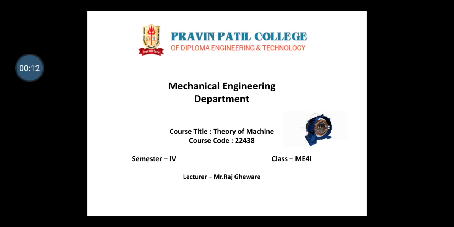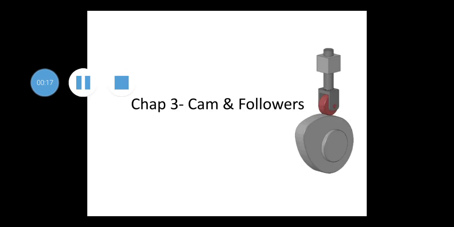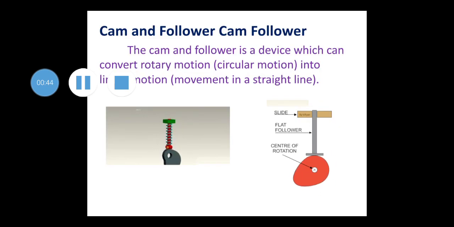We will look at the subject Theory of Machines. We will be discussing chapter number 3, that is Cam and Follower. A cam is a rotating machine element which gives reciprocating or oscillating motion to another element known as the follower. The cam and follower have a point or line contact and constitute a higher pair. Let's see about cam and follower.